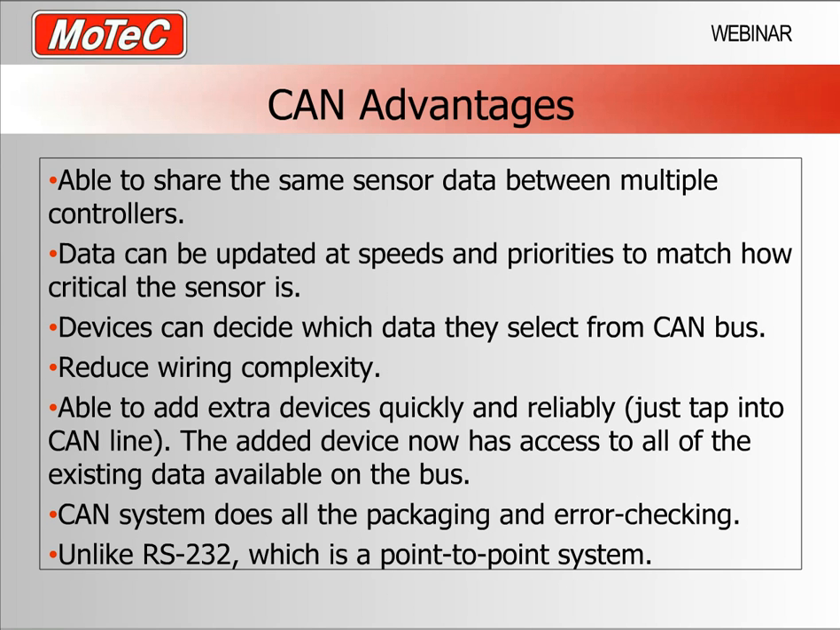Thirdly, devices can decide which data they select from the CAN bus. It's not essential that they take all of the data. They can just pick and choose the things that are relevant to each device.